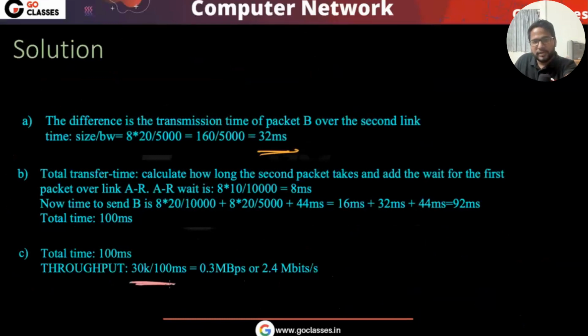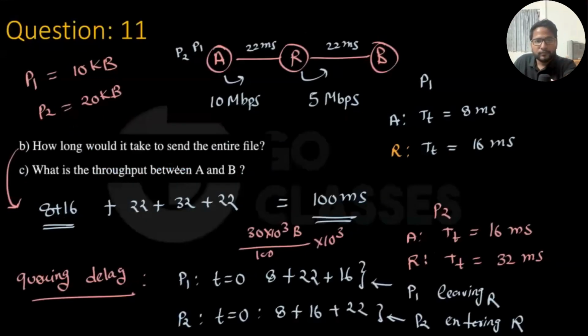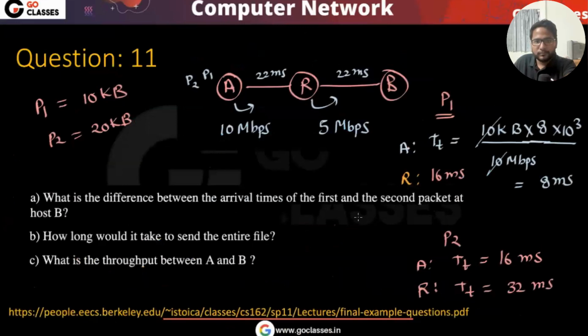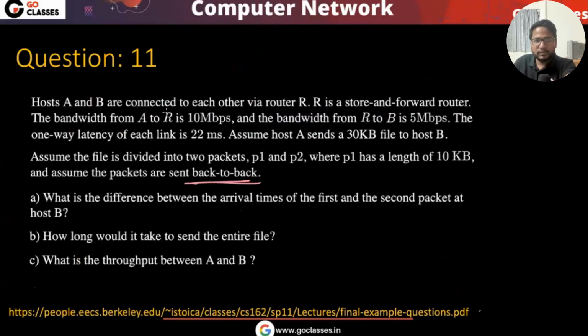Okay. So 30 KB upon this. If you change the unit, you will get the answer. See here, 30 KB you are sending, which means KB, okay, they are having in mega. So let me first write it in 30 K. This is capital B, right? Size of the file is in the capital B.